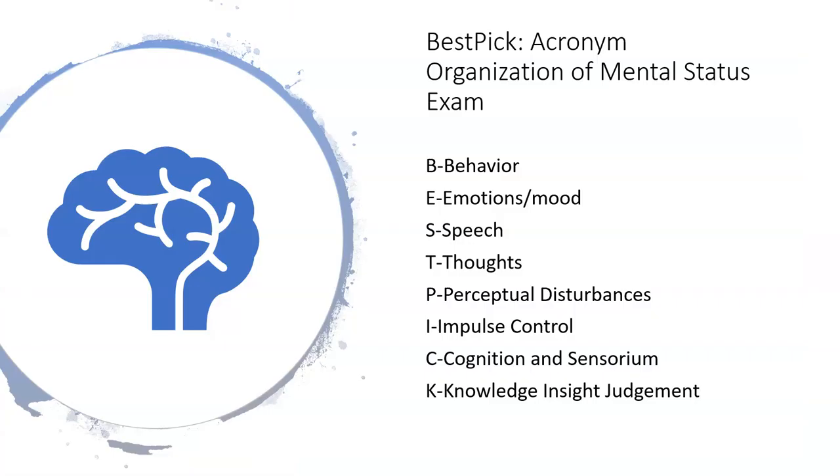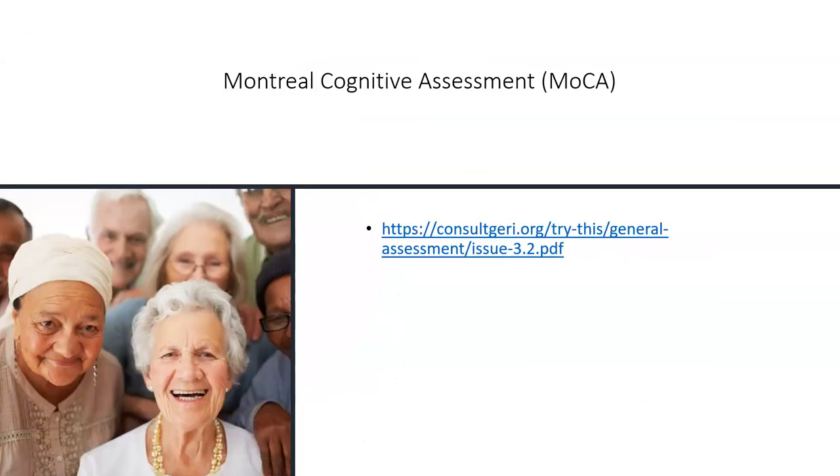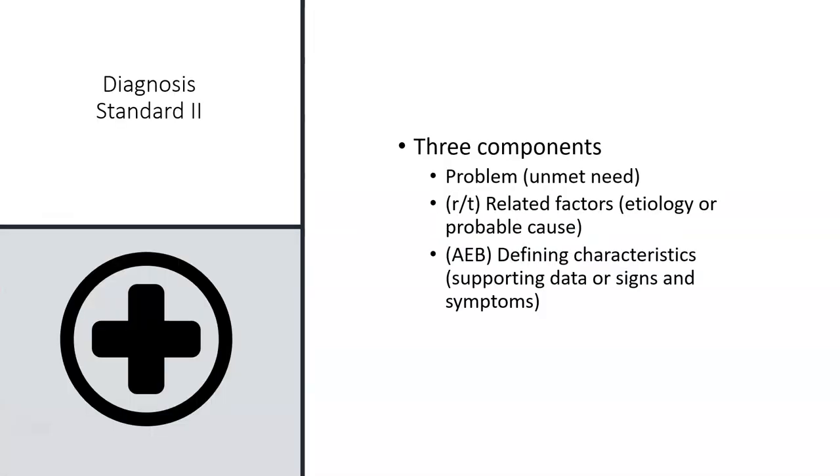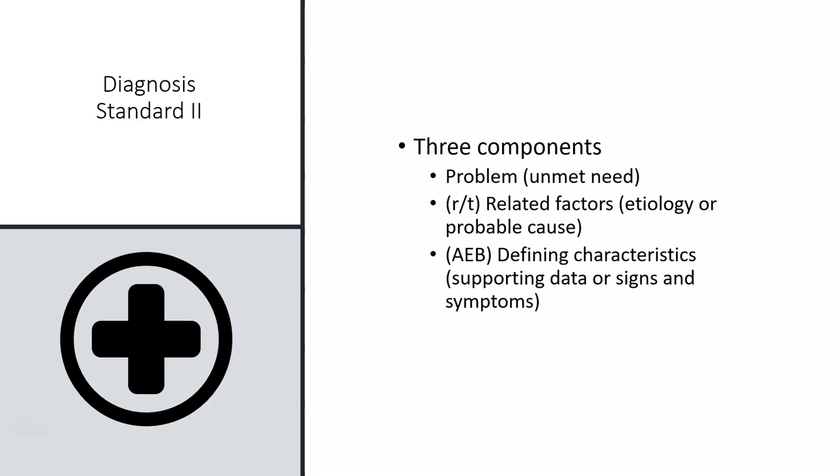I'm going to skip through this just because we don't have time. BEST PICK is just an acronym that we can use to formulate all those different things we see in that mental status exam. SAD PERSONS is a specific scale that we can use for suicide. If they're between 15 and 19 or over 45, we give them a point. The more points, the higher the risk for suicide. The Montreal Cognitive Assessment, again, is just a different assessment we can use in some of our elderly patients to look at their cognition. When we do our nursing diagnosis, we have those 3 components.